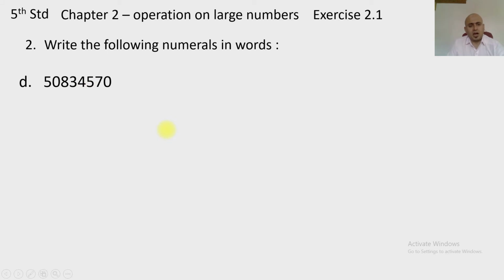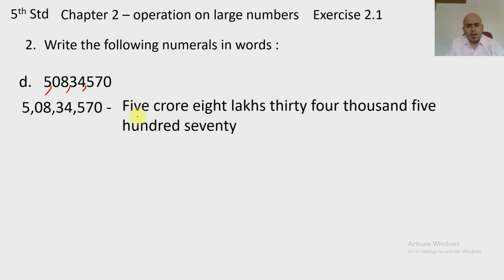50834570. Let us separate with commas first. That is ones, tens, hundred, comma, thousand, 10,000, comma, lakh, 10 lakhs, comma, so crore. So 5 is in crores place, 8 is in lakhs place, 34 is in thousand, 570 in ones place. So that is 5 crores, 8 lakhs, 34,570. So we write it as 5 crore, 8 lakhs, 34,570. Next question.